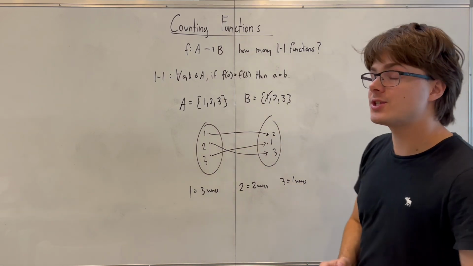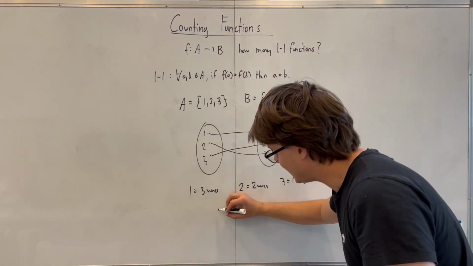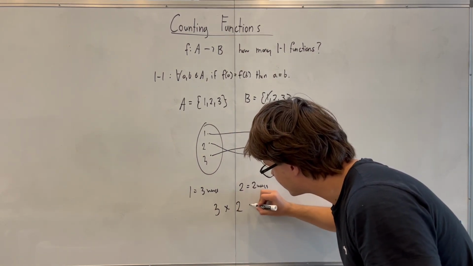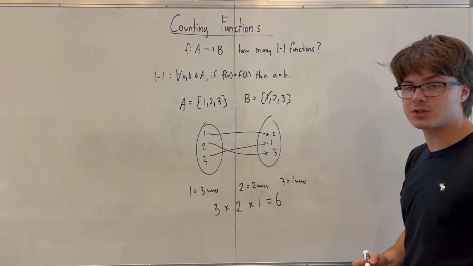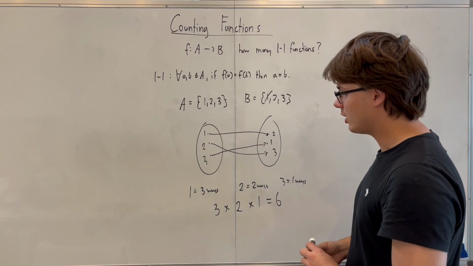Now, what does this mean? This means the total number of ways is going to equal 3 times 2 times 1, which is going to be 6. There's 6 total possible one-to-one functions we can have here.